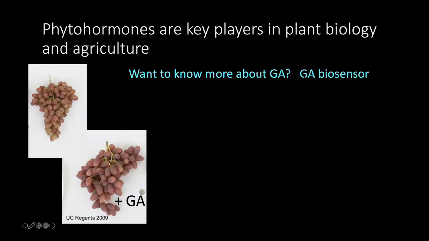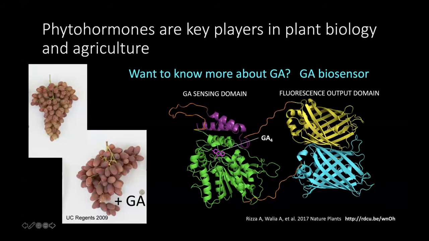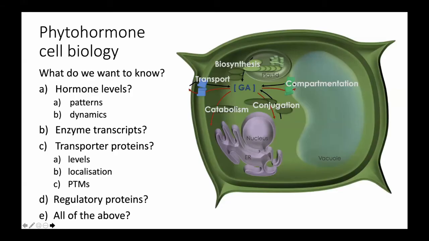And so what we did when I was a postdoc was engineer a GA biosensor. I won't tell you much detail about how it works, but it's a FRET biosensor. So we have a GA sensing domain that interacts with gibberellin, and a fluorescence output domain that tells us how much gibberellin is present in a soluble environment. And so we can express this one single holoprotein in plant cells, and get a readout of where the gibberellins are in vivo at the cellular level. That might sound cool, and it is, and we really like to know that information, right? So we're looking at GA concentrations in a given cell.